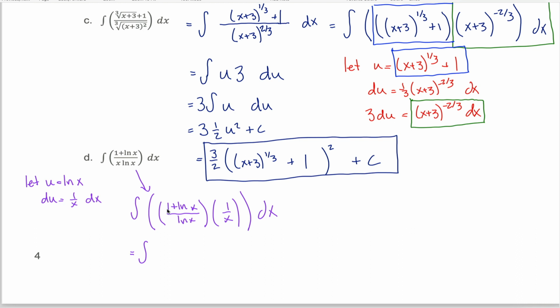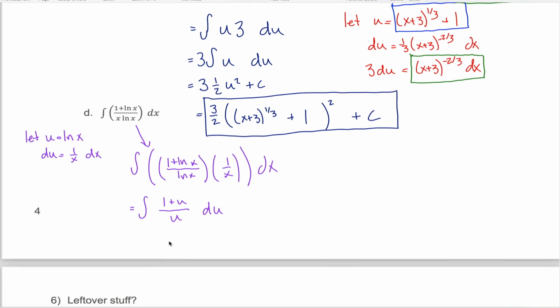In the numerator here, I'll have 1 plus u instead of 1 plus natural log of x. In the denominator, I'll have u instead of natural log of x, and that'll leave me with 1 over x dx, which is exactly what du is equal to. So what I've done is I've changed this integral into this integral, which is an integral I can figure out. Or is it? Well, yes, it is an integral you can figure out, but I don't think it's obvious at all. This problem really tests your algebraic ability.